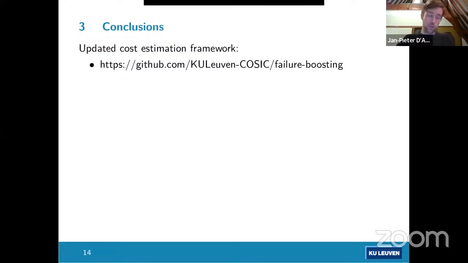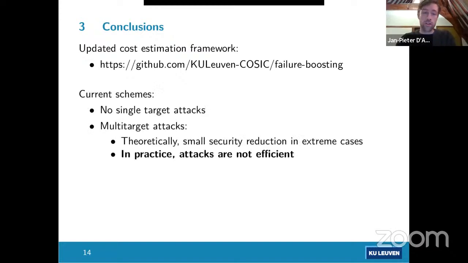But as a conclusion, if you want to do an estimation of a scheme, if you want to do failure boosting attack cost estimations, please use our newest code. It's more accurate. It's better code, so you can find it here.